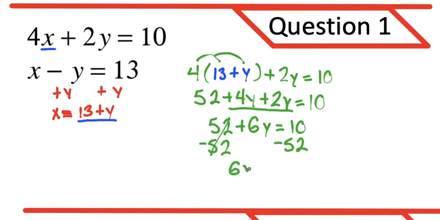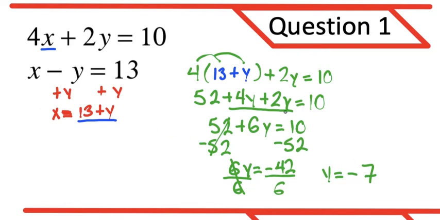And we're going to get that 6y equals 10 minus 52 is negative 42. The last step to get y by itself is to divide each side by 6. We're going to get that y equals negative 42 divided by 6 is going to be negative 7.